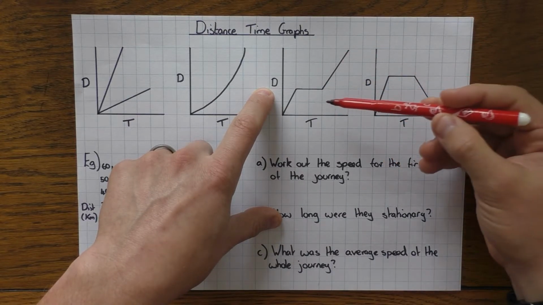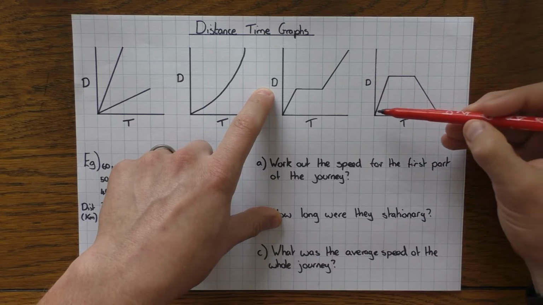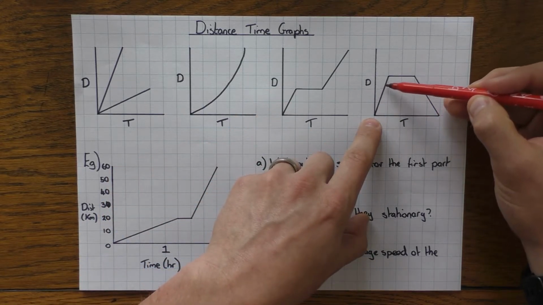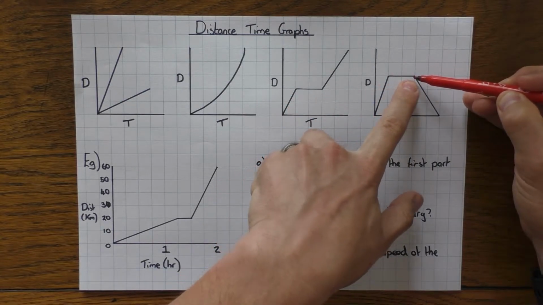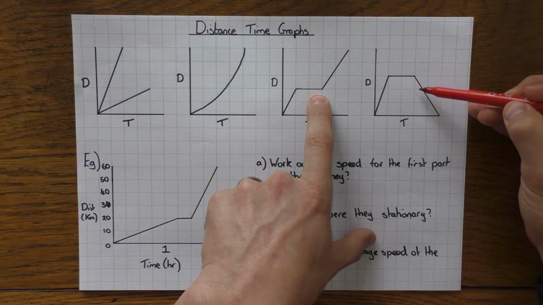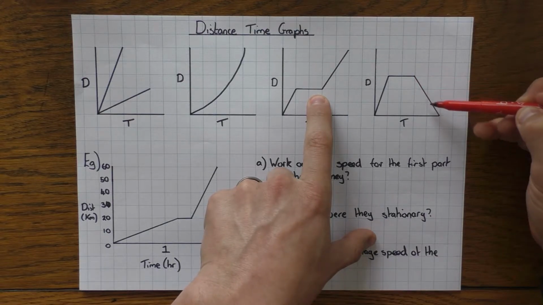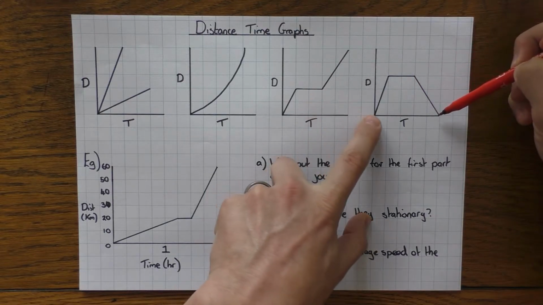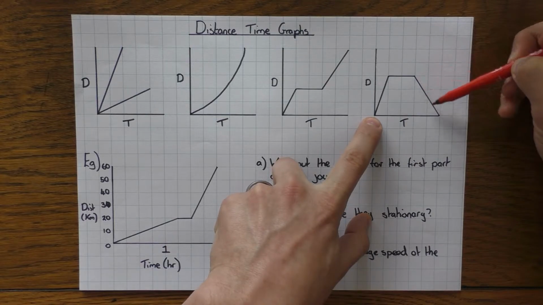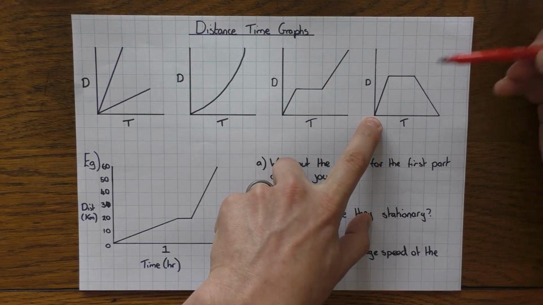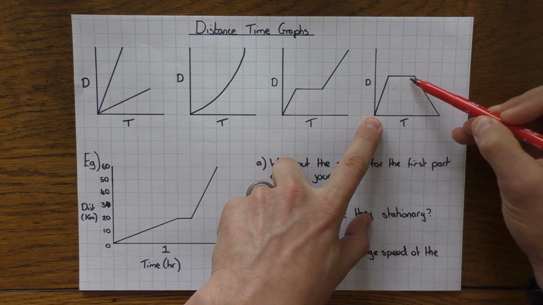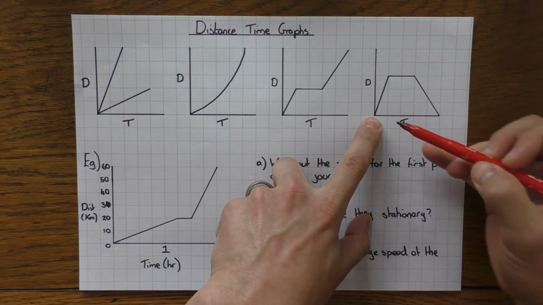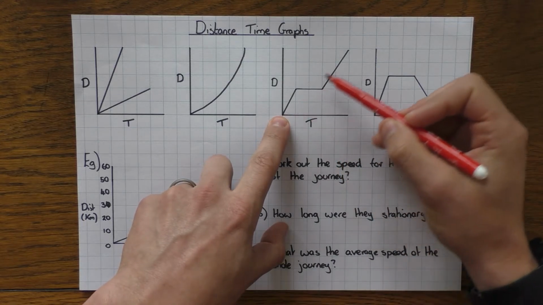Now this one here is very similar to this one, but there's one big difference. Here they're travelling at a constant speed, that's the same. They are stationary, so not moving, but this time they come back. Again, it's a constant speed, but they are returning to their starting point. So the distance is reducing because they're returning home. An example might be you are going to the shops, you spend some time at the shops, and then you come home again. This one here might be the journey to the shops.